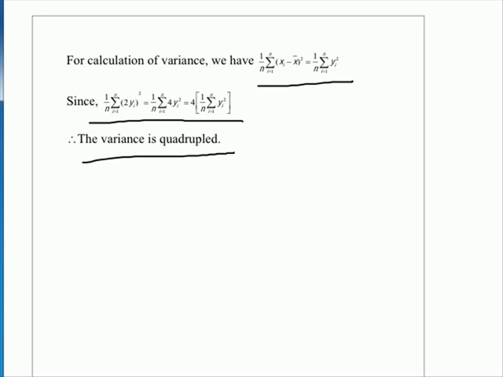Now if you don't understand this fully, I request you to rewind and take another look at the formulae, and it'll become clear that if all the values of a set double, then the variance becomes 4 times.